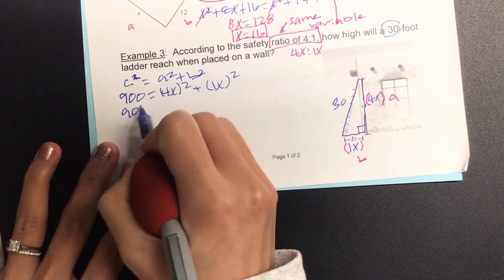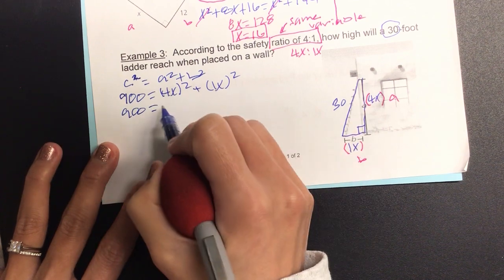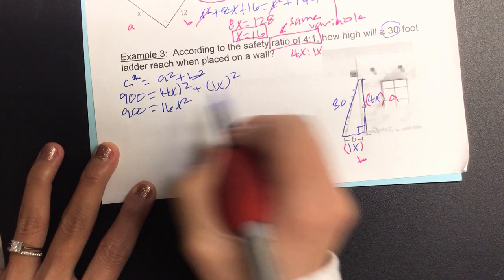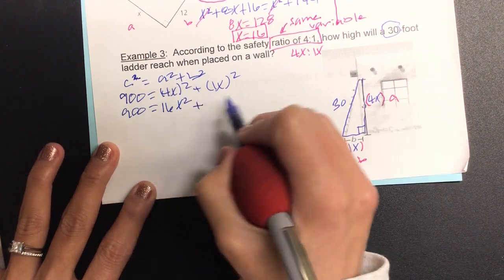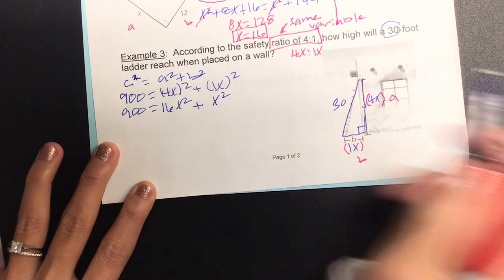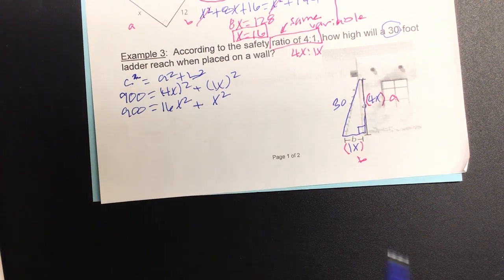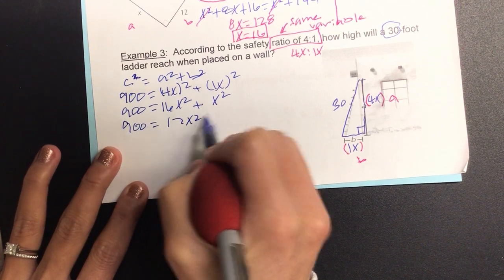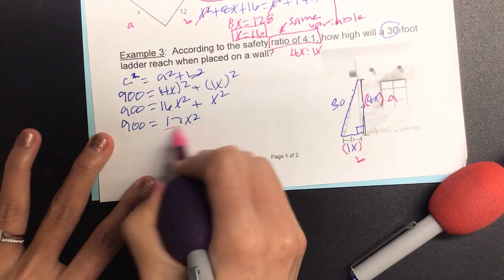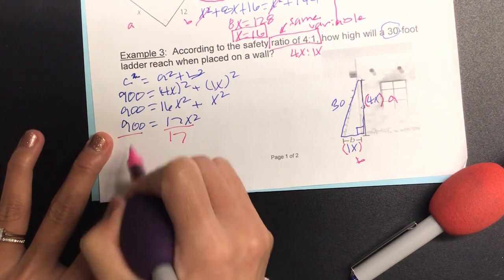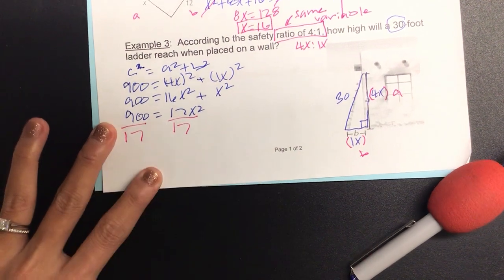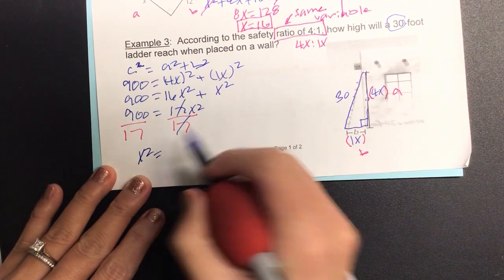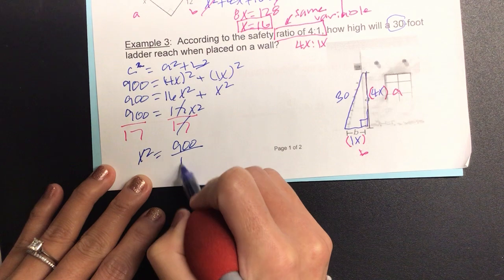Let's compute. What is 4x times 4x? 16. And then 1x times 1x? Just x squared? You can write the 1 in front if you want. And then when I combine like terms, how many x squares are there? Very good. And then we want to divide it by 17 on both sides. That goes away. So I get x squared is equal to 900 divided by 17.